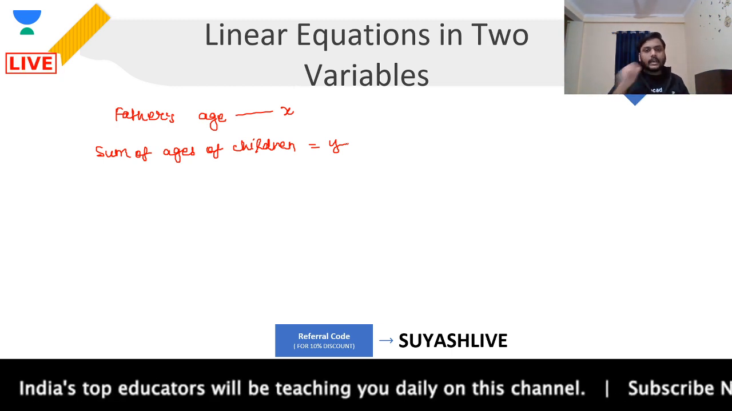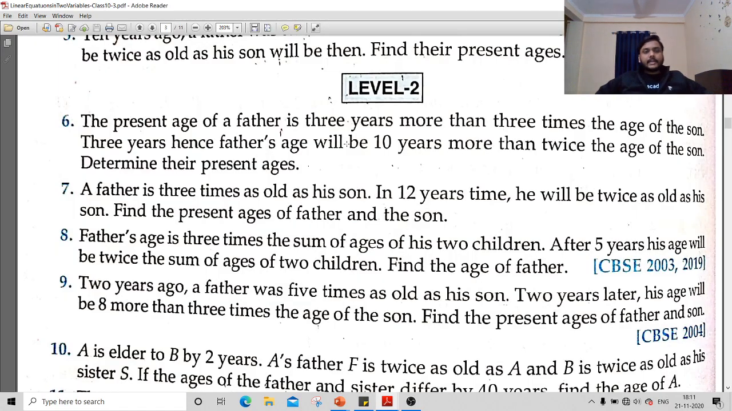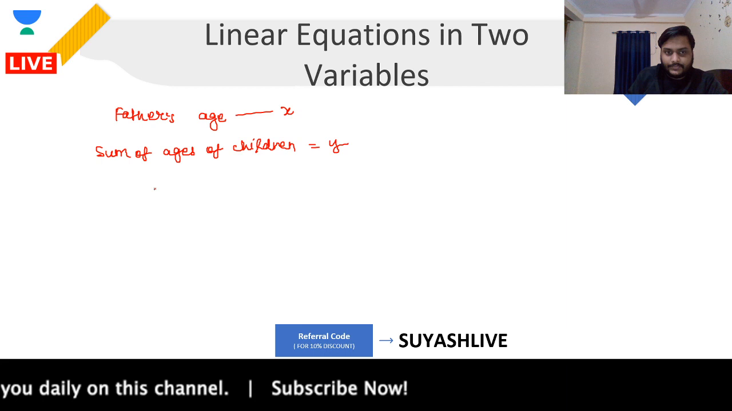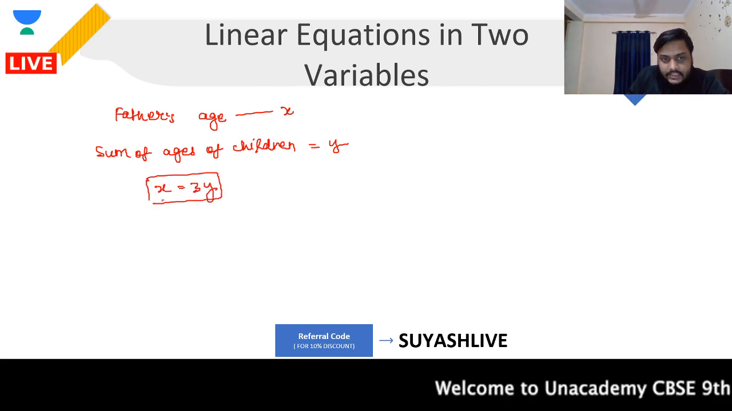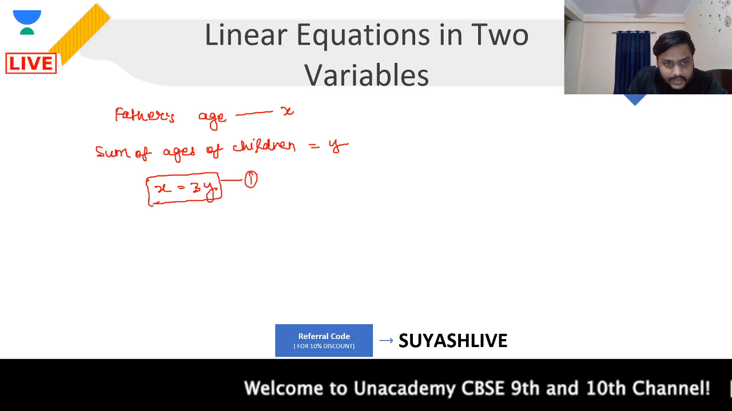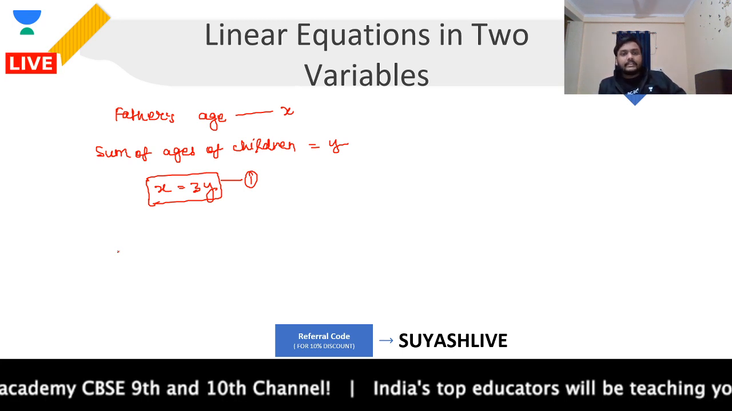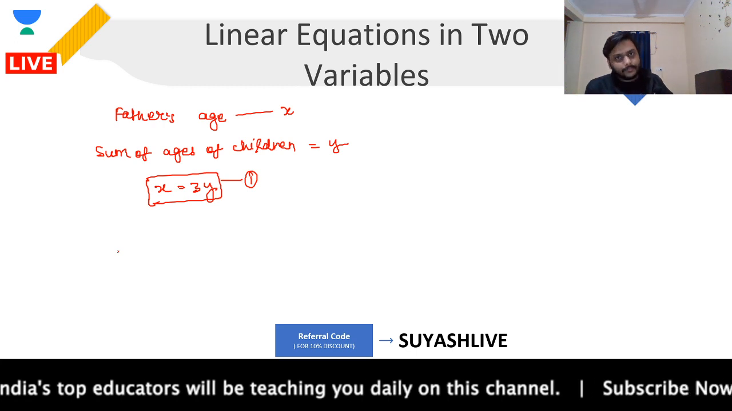Now guys, the next step will be to find out the relation. The relationship that is given to you is over here. Father's age is 3 times the sum of ages of his 2 children. So over here I can simply say that father's age, that is x, is 3 times the sum of the ages of children, that is 3y. This is my first equation, guys. Very simple. Yes or no? x, that is your father's age, is equal to 3 times y, that is 3 times the sum of the ages of children. First thing.